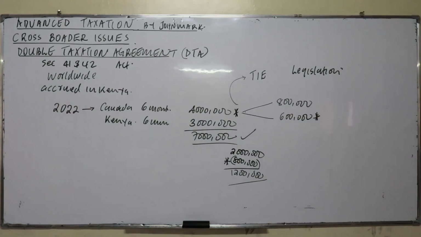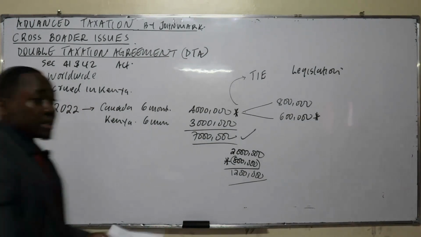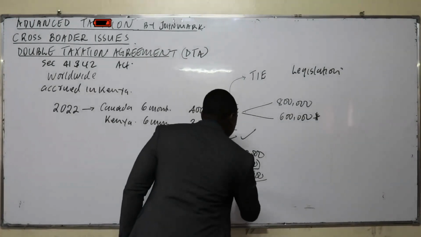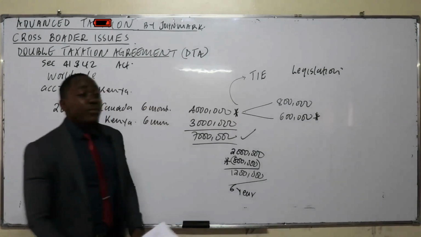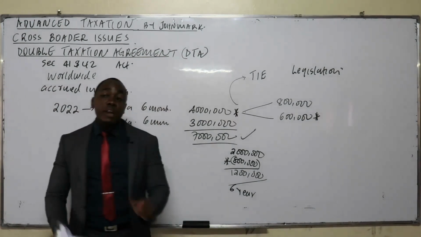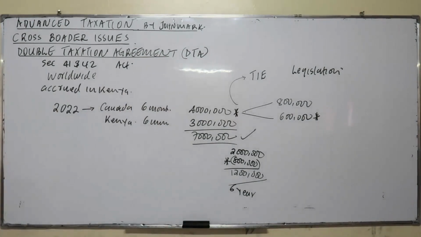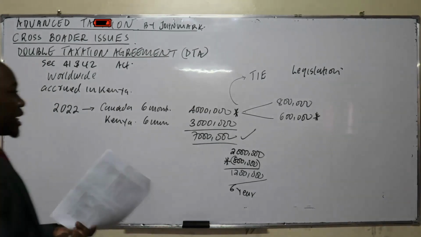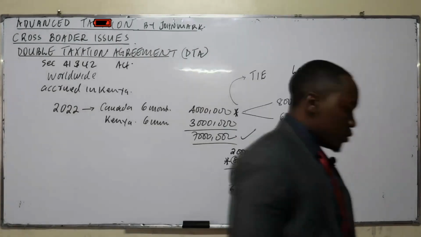If you are to make that claim, the duration should be within 6 years. That means if you realize this after 8 years, you cannot make any claim. But if you realize within 6 years, you can make the claim. Good. Now, those are some of the conditions in which you can claim the tax credit. Let's look at something else.